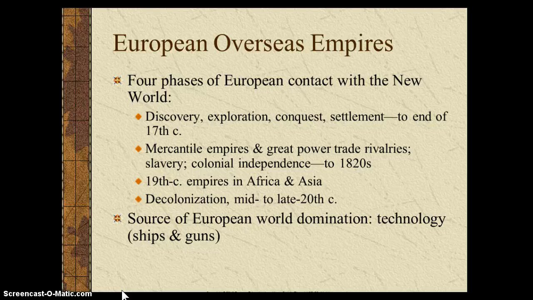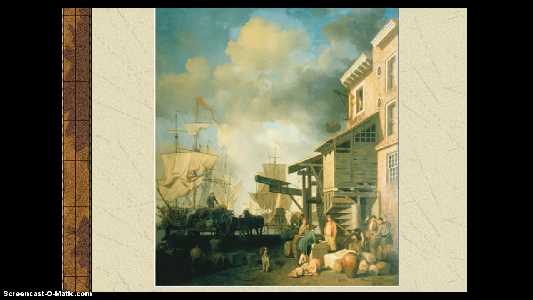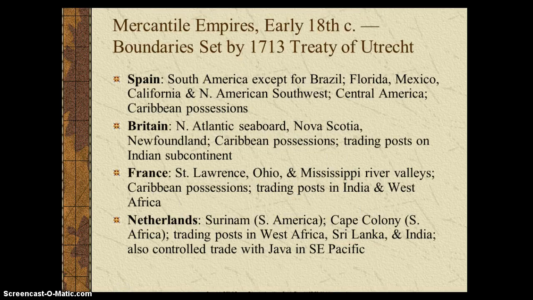In the 19th century, this is the 1800s, empires in Africa and Asia. And decolonization is the mid to late 20th century, which is the end after World War I and World War II. The source of world domination is technology, ships, and guns. And you could put in guns, germs, and steel. Here's a picture of a colonial port. Okay, mercantile empires. The key word there is mercantile.